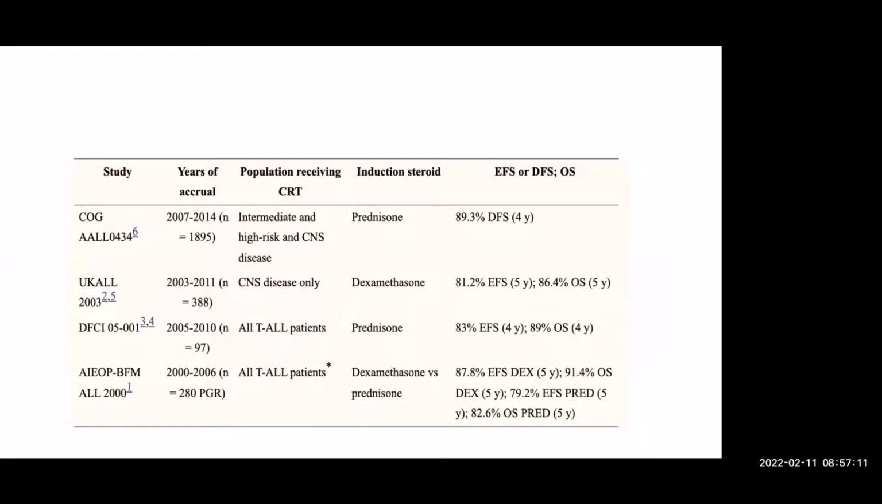These are the pediatric protocols which have been used: BFM protocols used in 2000 to 2006, and Dana-Farber regimen used between 2005 to 2010, and others are UKALL and Children's Oncology Group protocols. These are the pediatric protocols which showed better event-free survival and overall survival ranging approximately from 80 to 90%.